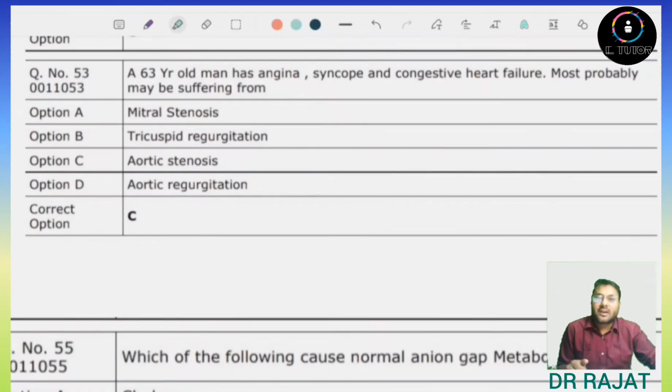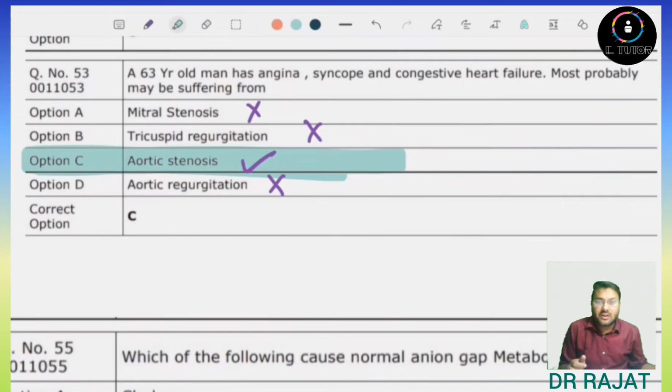A 63-year-old man has angina, syncope, and congestive heart failure. So angina and syncope occur when there is no proper supply of blood to the body from the heart, and congestive heart failure is there. So most probably the patient is suffering from mitral stenosis? No, in mitral stenosis, angina and syncope are generally not there. Tricuspid regurgitation also does not have angina and syncope. Aortic stenosis is characterized by angina, syncope, and of course congestive heart failure. So this is true. And aortic regurgitation again does not have syncope. So answer will be option number C, aortic stenosis, which has all the features such as angina, syncope, congestive heart failure.